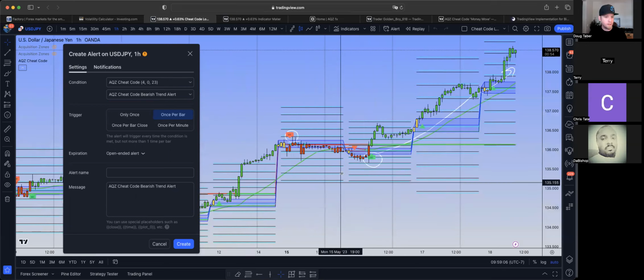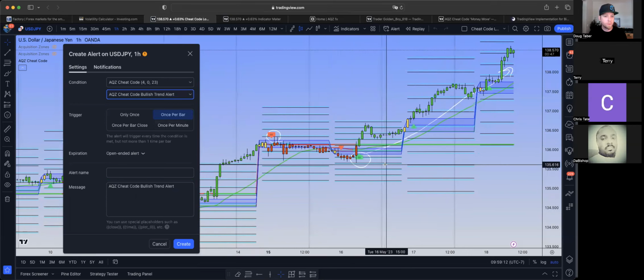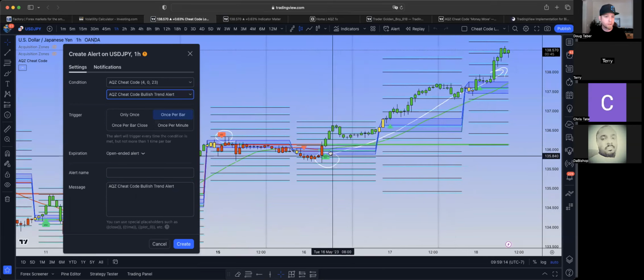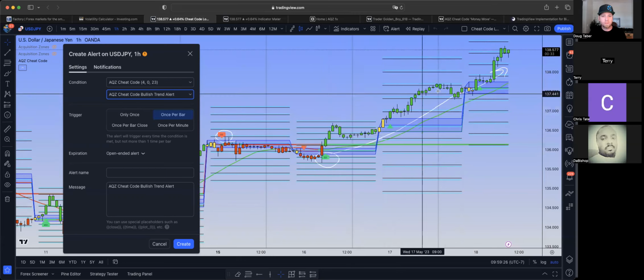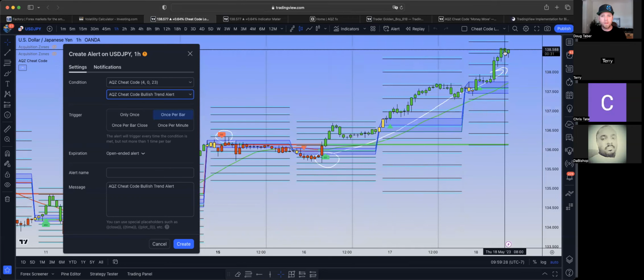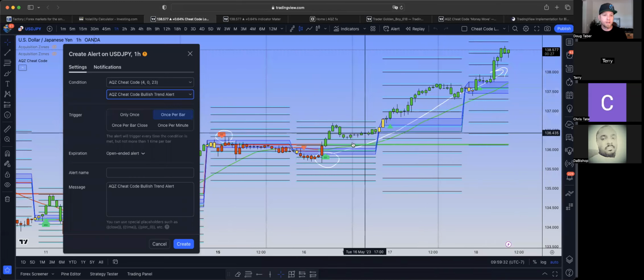Now, opposite to that would be a bullish trend alert. The bullish trend alert will alert you to the fact that price is above daily sentiment, weekly sentiment, and trend moving average. Price is above those. So as long as it stays above those, it's going to be in a bullish trend and you're going to get alerted.